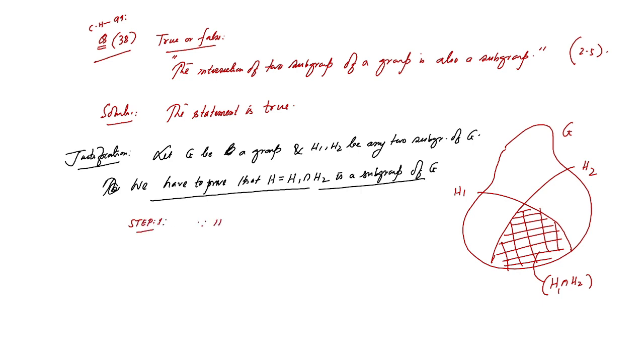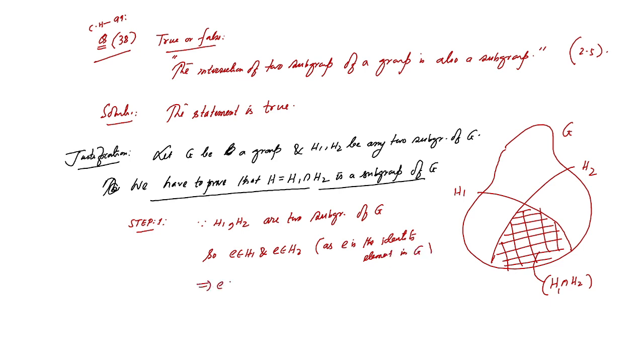Since H1 and H2 are two subgroups of G, we must have e belongs to H1 and e also belongs to H2, as e is the identity element in G. And from that we can write e belongs to H1 intersection H2. That means e belongs to H, and therefore H is a non-empty subset of G.